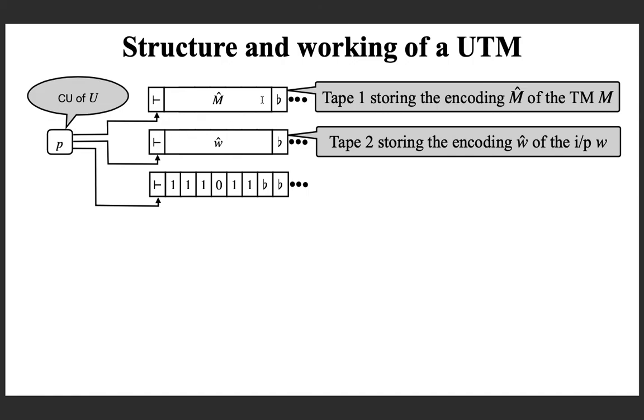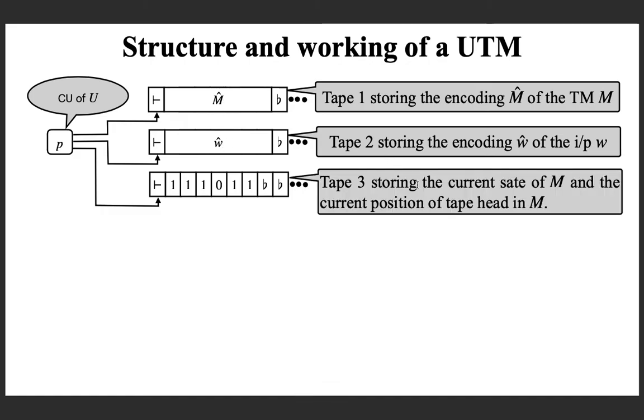So the input is stored in two tapes. The encoding of the Turing machine in the first tape and the encoding of the input to M in the second tape. And what is the third tape? The third tape is storing the current state of M. So here it says that it is 3. That means the current state of M is the third state of M. And the current position of the tape head in M. It says that in the Turing machine M, its tape head is positioned to the second cell on the tape.